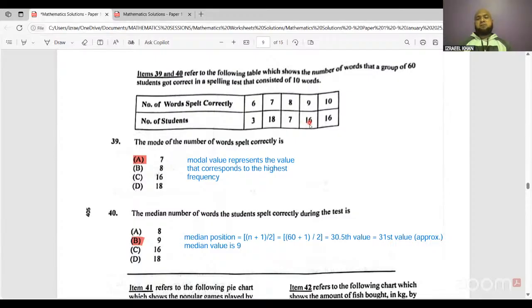So the 31st value being here. The first 30 people went up to here. The 31st will jump into the other category, and your 31st will be in here, which goes up to what? 9 words. So your median number of words spelled correctly is 9. Okay? 9. That's B.